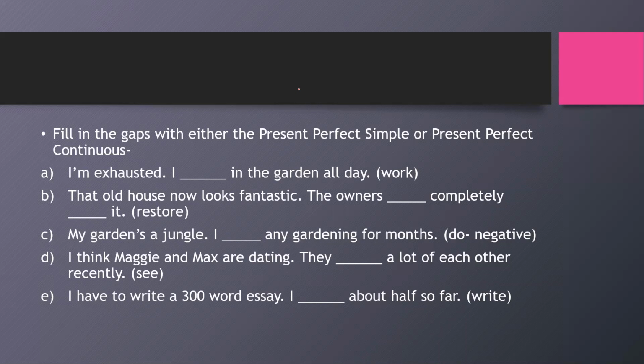This we have to do in negative, not in affirmative sense. The negative structure should be there. So I was doing not. We have to use do. I think Maggie and Max are dating. They dash a lot of each other recently. So again, what? Progression is there. I have to write a 300-word essay. I dash about half so far. Again, the progression. So I hope that you will be able to do this exercise.